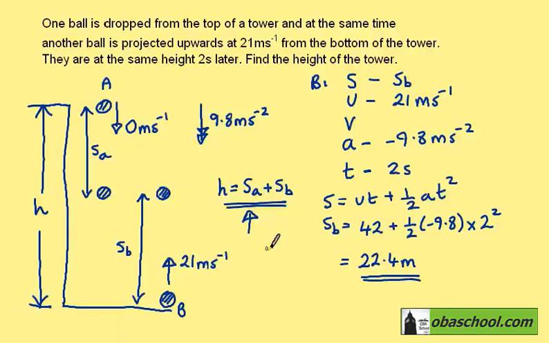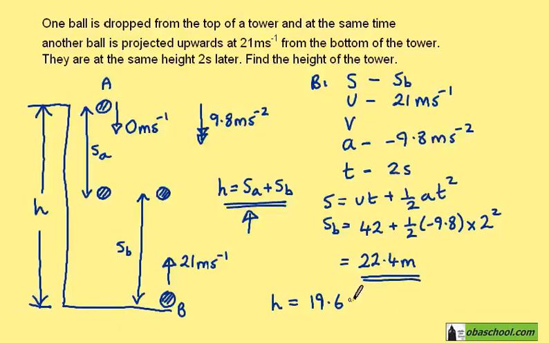All that remains is to calculate h, which is the sum of SA and SB. So 19.6 add 22.4, which is 42 meters.